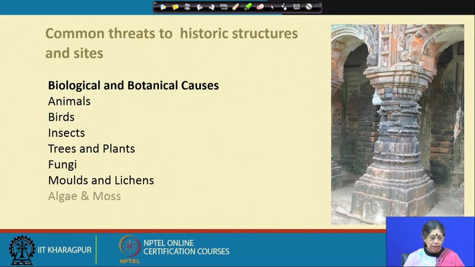Also the algae and moss, and there are various types and categories of them. We will broadly take a look at these major aspects and what they cause, and maybe some of the remedial or preventive measures, just to have an idea of what these major biological and botanical factors are which deteriorate or cause damage to the historical structure. Let us first talk about the animals.